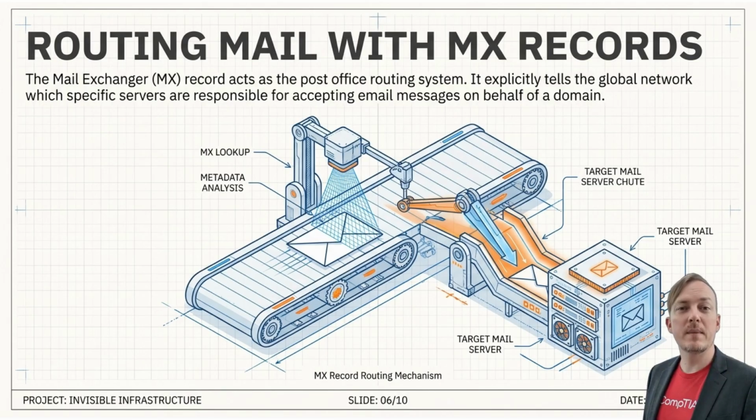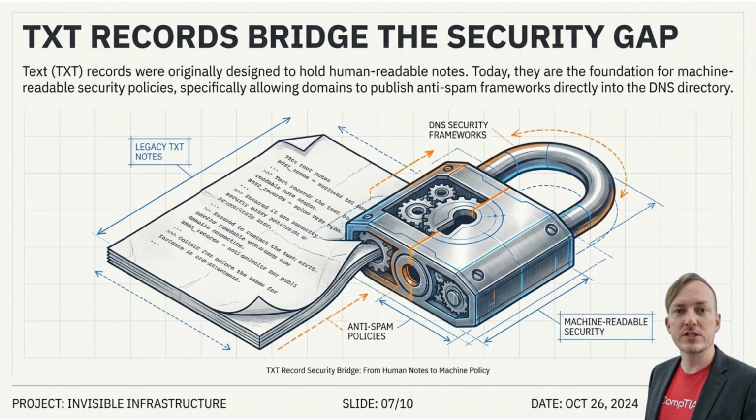If you are dealing with email, you need an MX record, which stands for Mail Exchanger. This acts as the post office routing system. It explicitly tells the global internet which specific target servers are authorized to accept email messages on behalf of your domain.